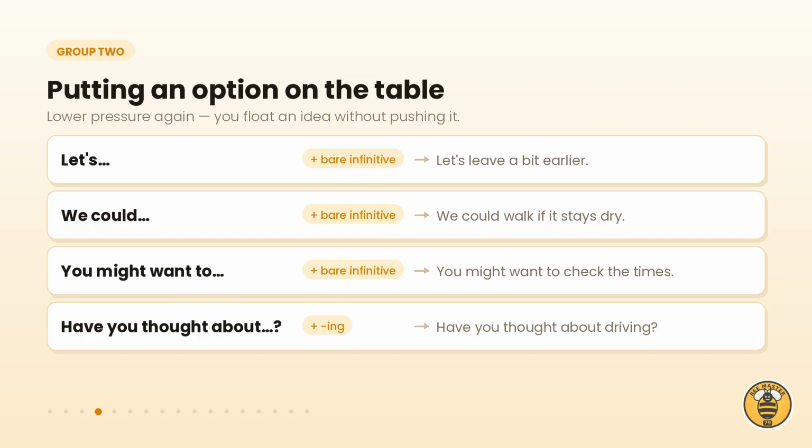Group 2. Putting an option on the table. The pressure is low here. You float an idea without pushing it. Let's leave a bit earlier. We could walk if it stays dry. You might want to check the times. Those 3 all take the bare infinitive. And the last one, have you thought about driving, takes the ing form because of that little word about.